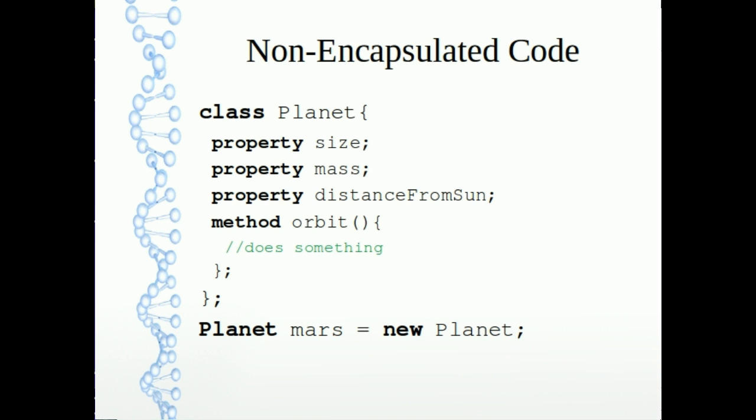Here is some example pseudocode for our program, which is non-encapsulated. We have the class declaration for the planet class with the property size, mass, distance from the Sun, and the method orbit. And underneath our class declaration, we create an instance of the planet class called Mars.